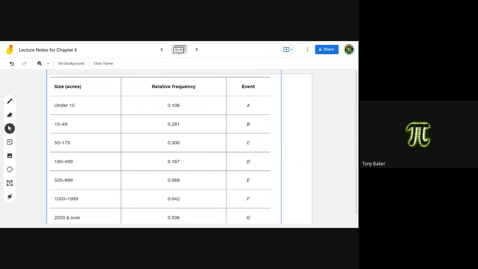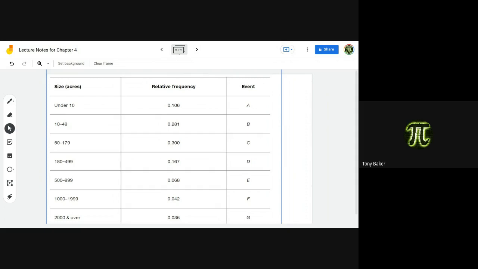Now I need the problems. There you go. If you have the book, it's on page 174, so if you want to look at the actual list of them. If you're using the online book, it's on page 320. All right.